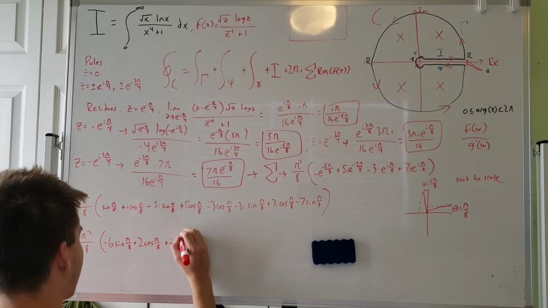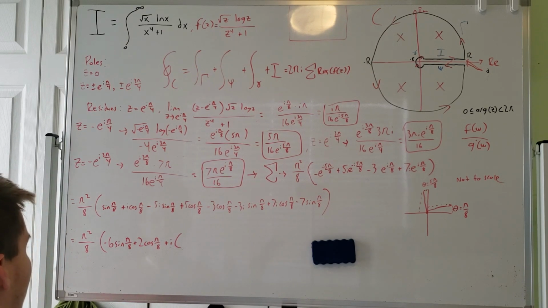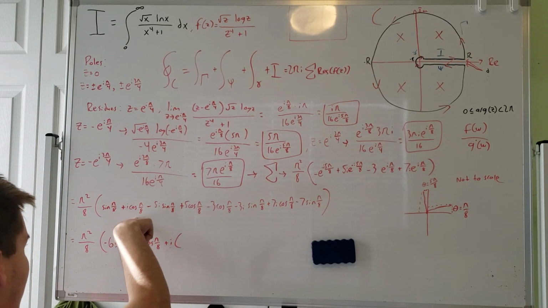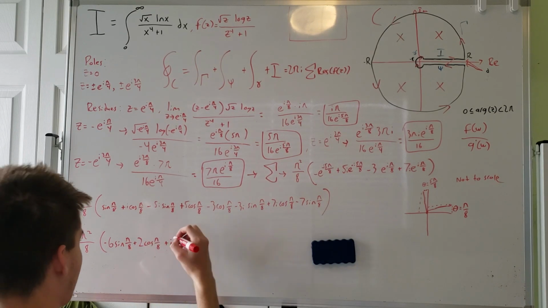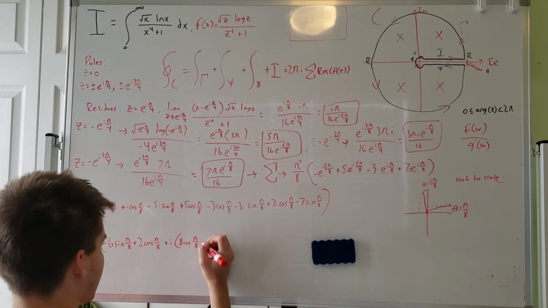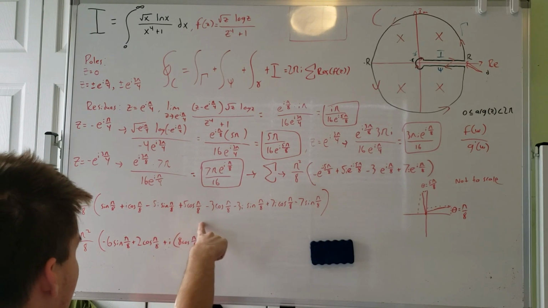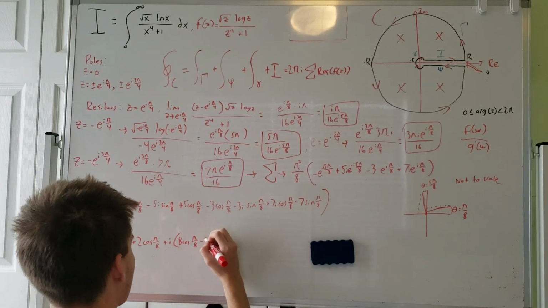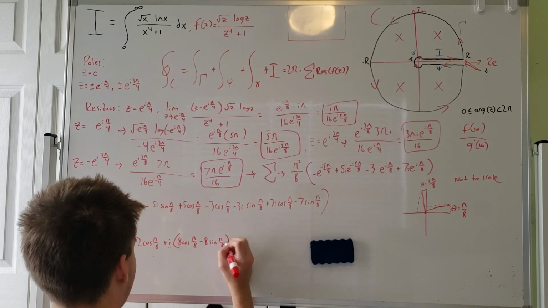Now, I'm going to add and factor out an I, because again, real and imaginary parts. Okay, so cosine came first. So how many imaginary cosines? We've got 1 and 7. So that's going to be 8 cosine pi over 8. And then how many imaginary sines? Minus 5, minus 3, minus 8 sine pi over 8.